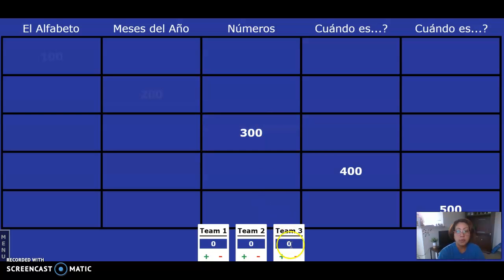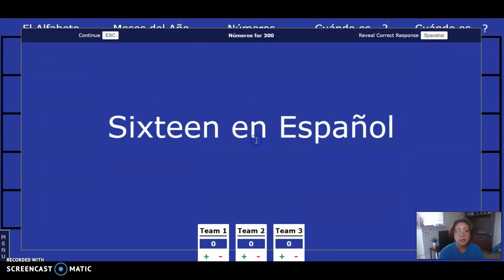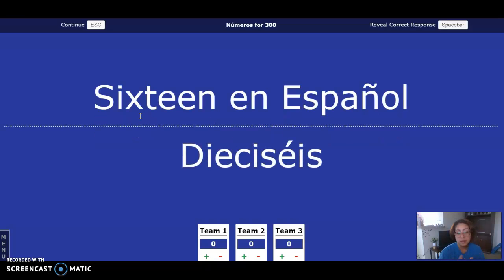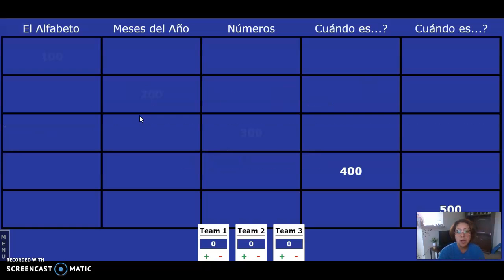All right. Team number three will choose numbers, and this question is related to the number 16 in Spanish. They will know the question in English, but they have to translate it into Spanish. The answer is 16. So this is what the game is going to be.